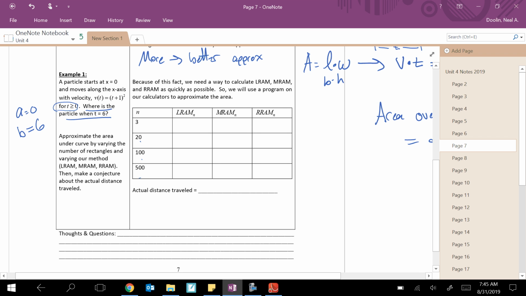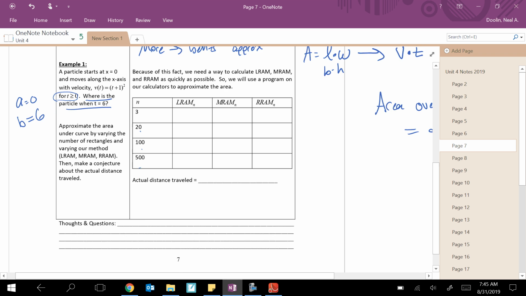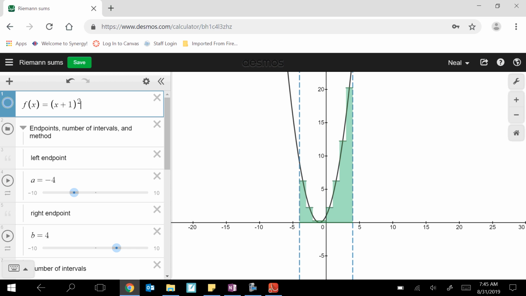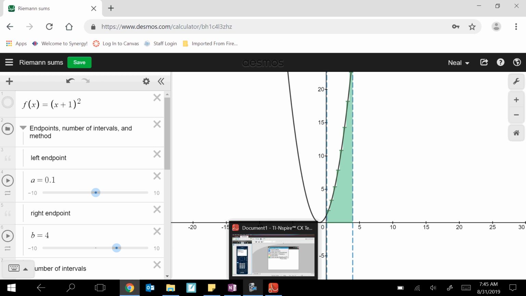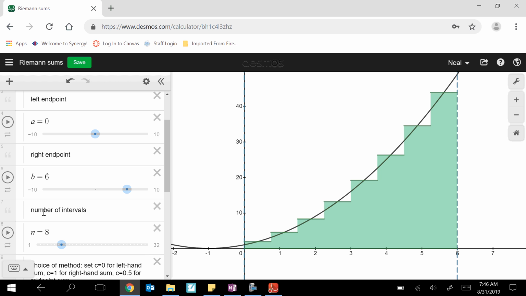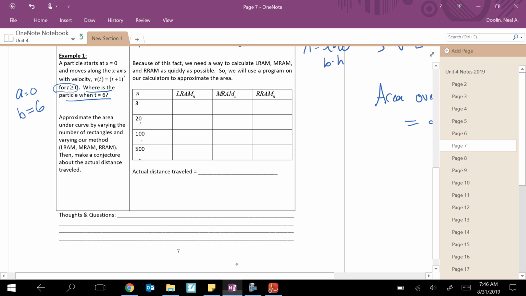And conveniently, well, we'll come back to that later. So, let's see, I've got, nope, wrong window. Sorry, guys. I'm just going to do this with my mouse. There we go. Much better. Okay, so I've got our function. I've got our lower bound for area at 0. Our upper bound is at 6. And then now I need to set the number of rectangles. The first table says to make it 3. So it says n equals 3. That's how many rectangles. And then we need the left RAM, the midpoint RAM, and the right RAM.